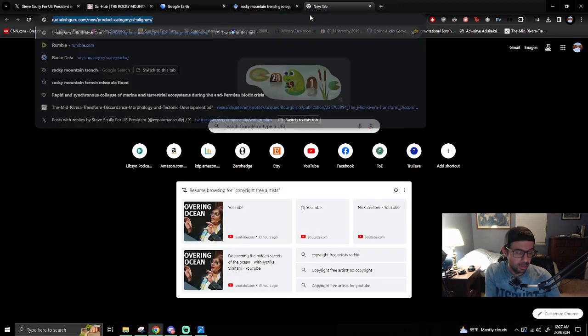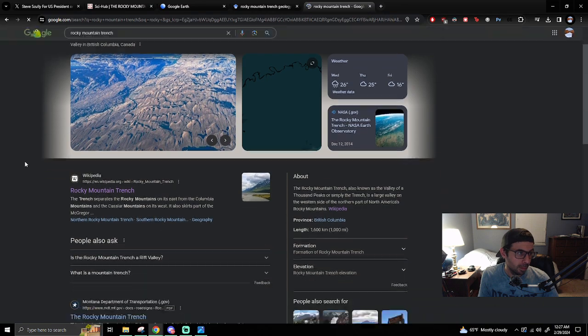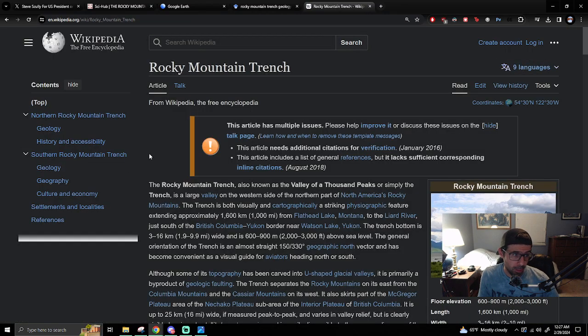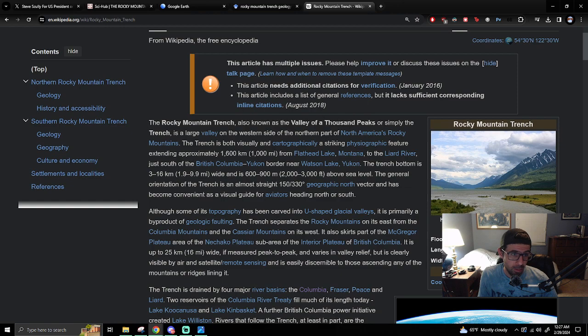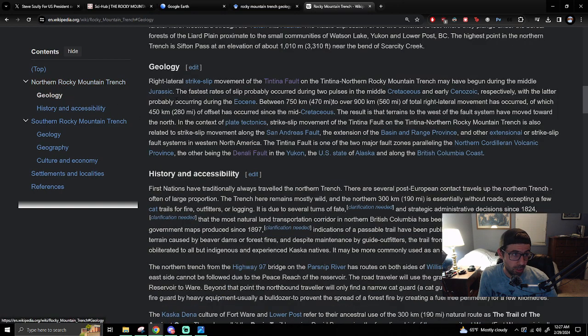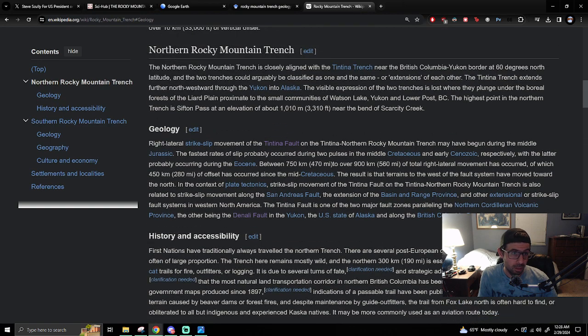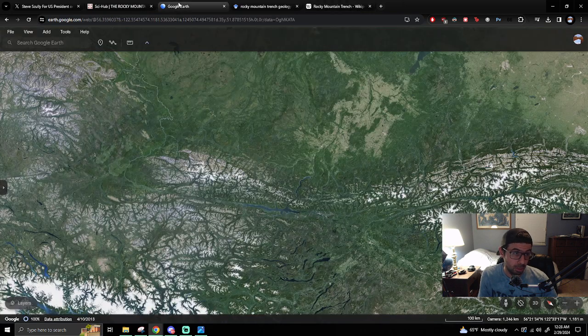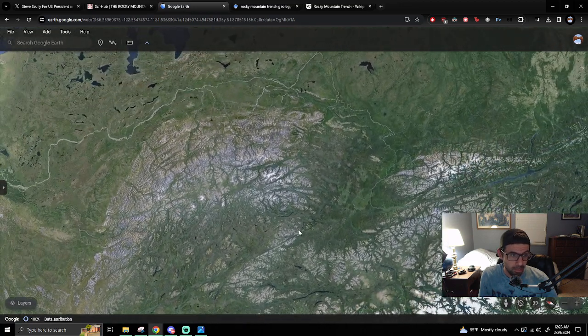So if we go to the Rocky Mountain Trench Wikipedia page, also known as the Valley of a Thousand Peaks, or simply the Trench, it's a large valley on the western side of the northern part of North America's Rocky Mountains. Let's go to geology. Right lateral strike slip movement of the Tintina Fault on the Tintina Northern Rocky Mountain Trench may have begun. So let's go up a little further. The Rocky Mountain Trench is closely aligned with the Tintina Trench, which was this portion up here in this area.